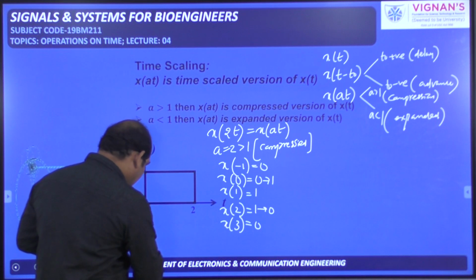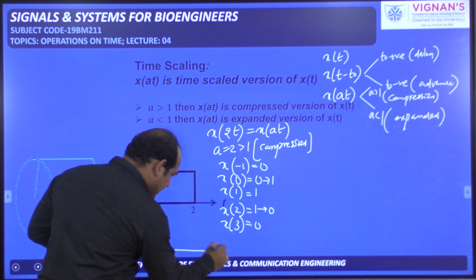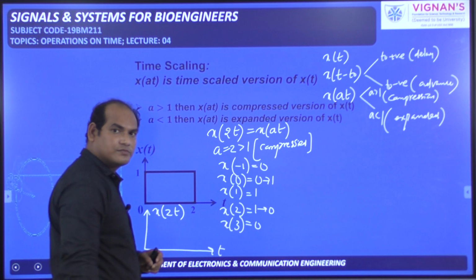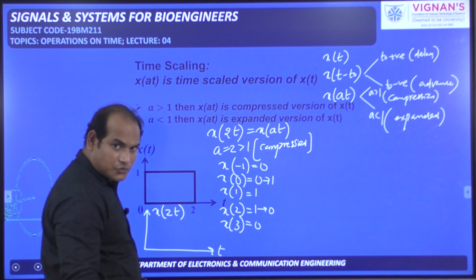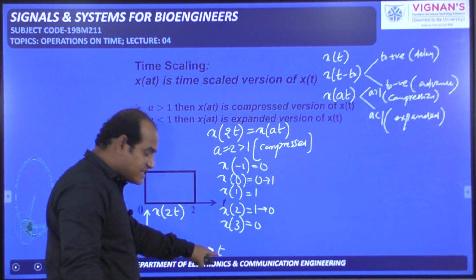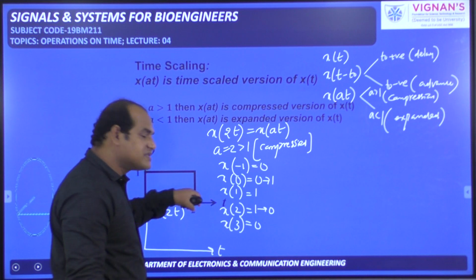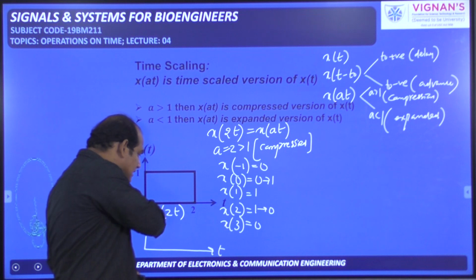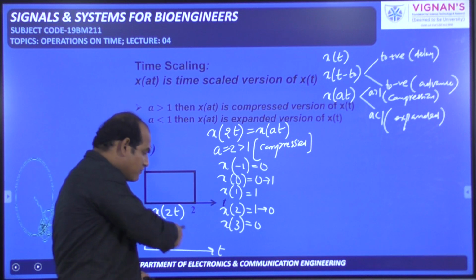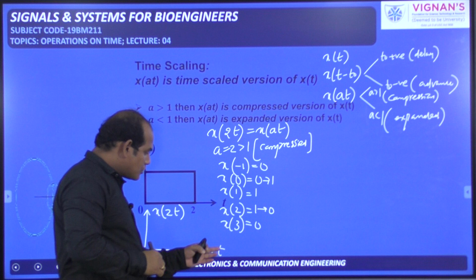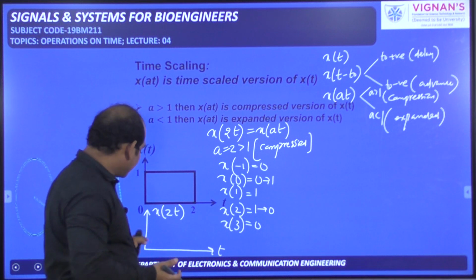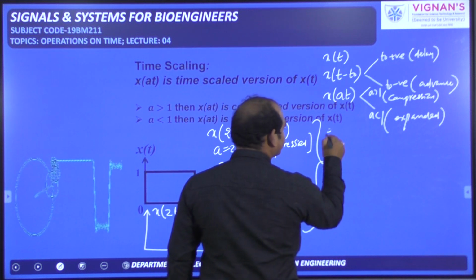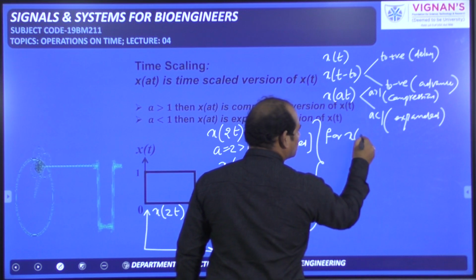Now we are going to draw x of 2t also. To draw this x of 2t, time is the independent variable, just as for x of t. So in order to draw this one, we need all the amplitude values of x of 2t for all values of t. We can start from a negative value to some positive value. Whatever I am going to write now is for x of 2t.